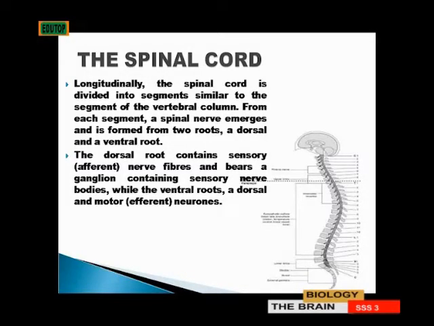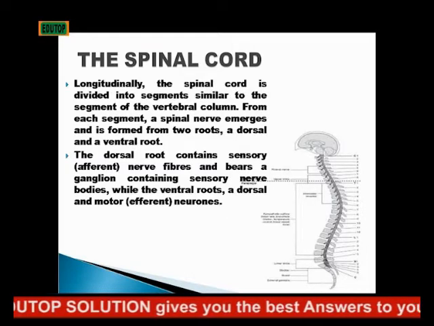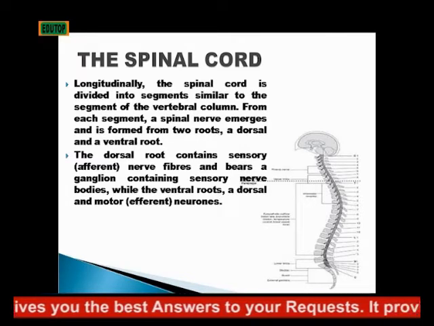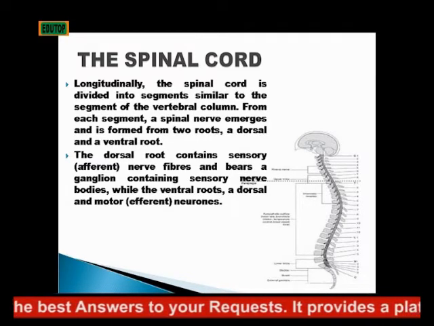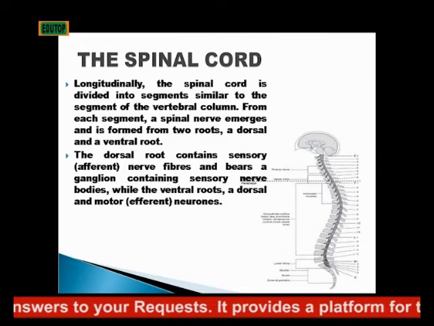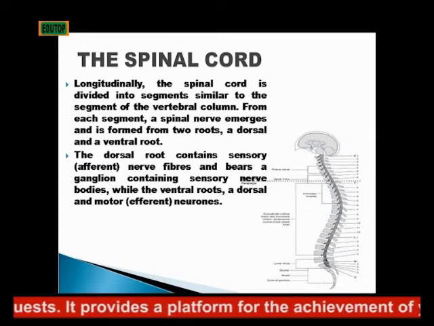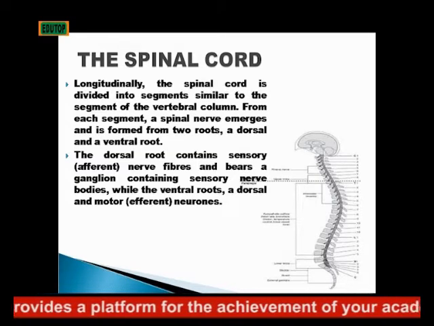It is divided into segments that are similar to the segments of the vertebral column. From each segment, a spinal nerve emerges, formed from two roots, a dorsal and a ventral root. The dorsal root of the spinal cord contains sensory or afferent nerve fibers, and it drains a ganglion containing sensory nerve cell bodies, while the ventral root has the motor efferent neurons.